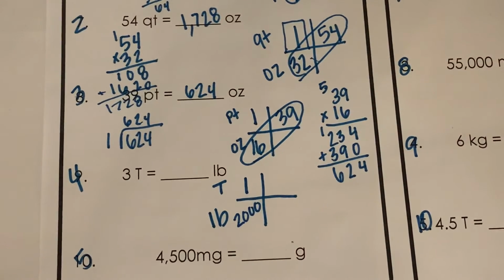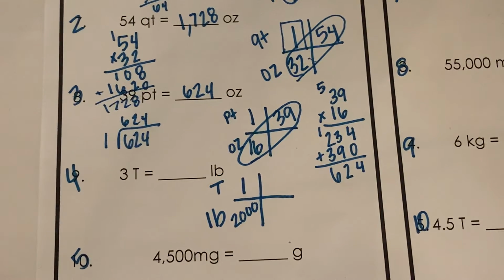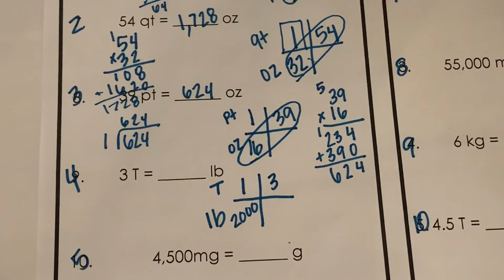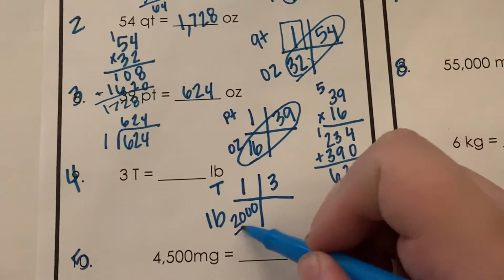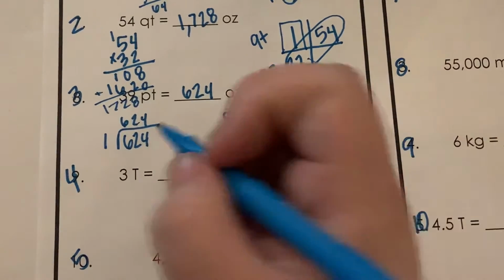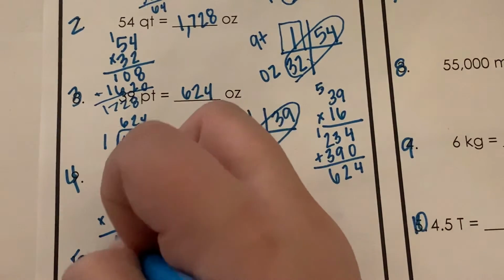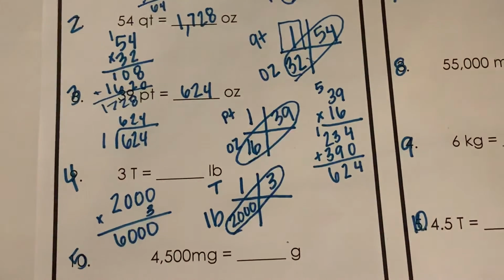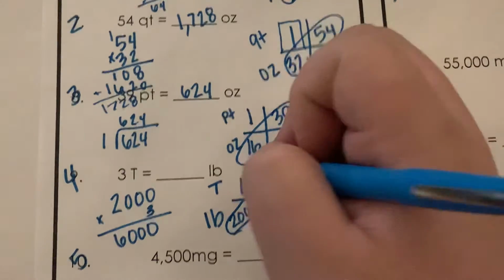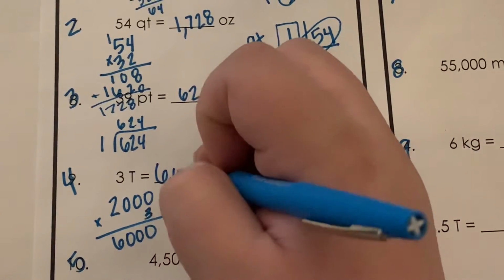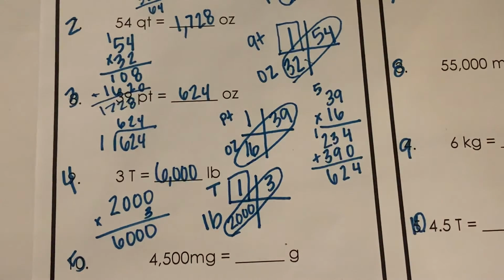And then you multiply 2,000. Hold on, they gave us what? 3 tons. So does that go on the top or bottom? Top. Now what? 2,000 times 3. Cross multiply. 2,000 times 3 is going to be 6,000. And then we're going to divide by what number? And that's going to give us 6,000 pounds. I think y'all are getting the hang of this.